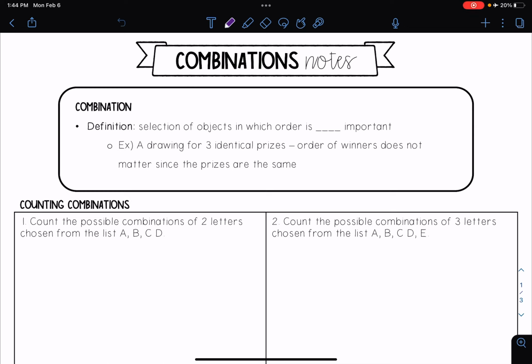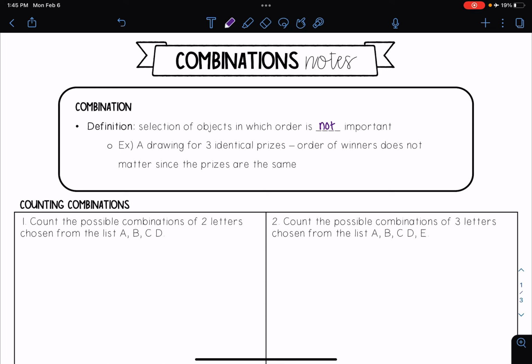So for instance, the number of combinations you can have of first, second, and third place in a race, that could be a permutation. Combination, on the other hand, is when the selection of objects in which order is not important. So for example, a drawing for 3 identical prizes. Order of the winners does not matter since the prizes are the same.